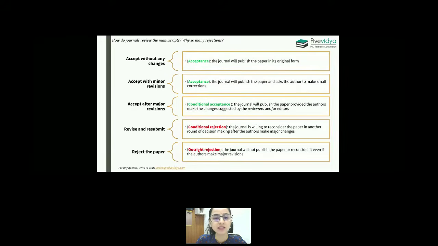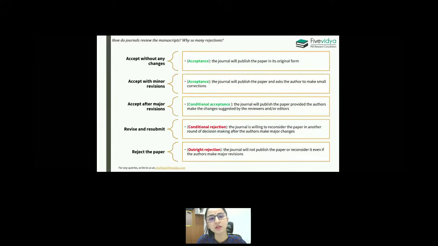So coming next to the result, it can be acceptance with minor revision. This is also an acceptance of your paper by the journal, but the journal has asked you to make certain revisions in your paper, and then it will be published.